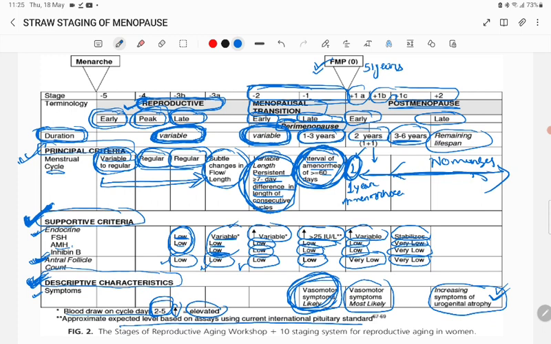Then the supportive criteria: FSH is increasing, gradually stabilizing in the late phase. Then AMH is low and very low. Inhibin B is low in the early phase and very low in the late phase. Then antral follicle count is very low. The descriptive symptom: vasomotor symptoms are likely to develop in the early phase. In the late phase, increasing symptoms of urogenital atrophy. Always do the sampling on day 2 to day 5.